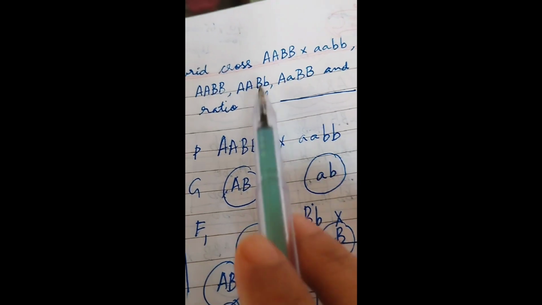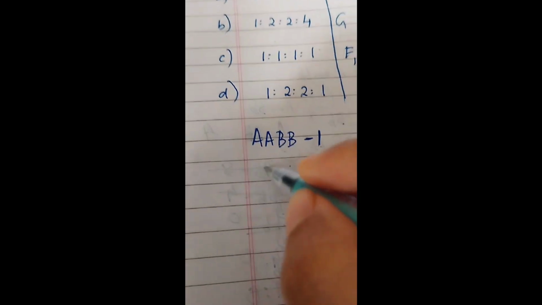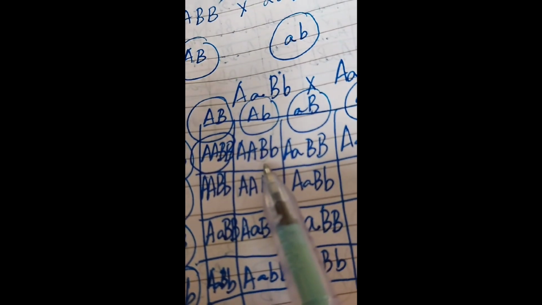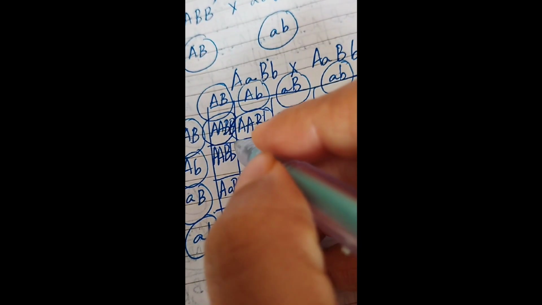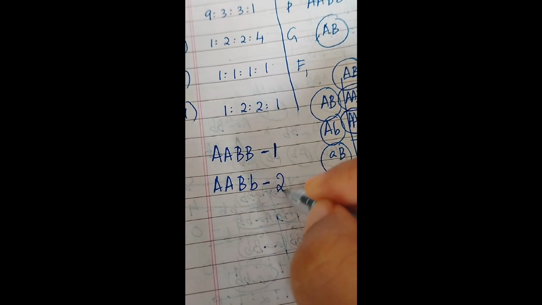The second they are asking is AABb. How many have come inside this Punnett square? We'll count it. Here 1 is there, so that's 1. We'll circle it. This is the second one. Only 2 are there, so we will write 2.